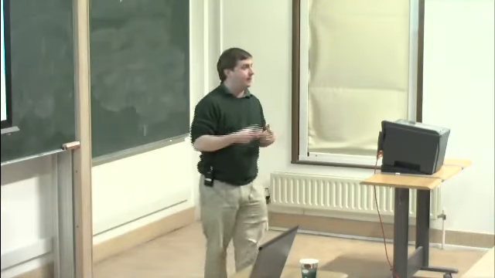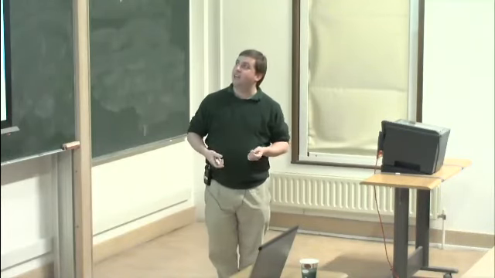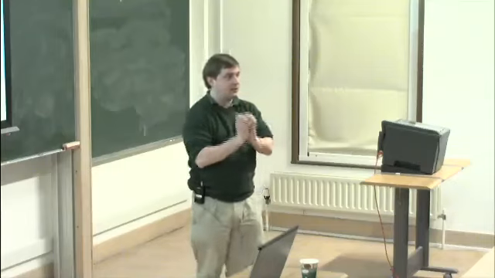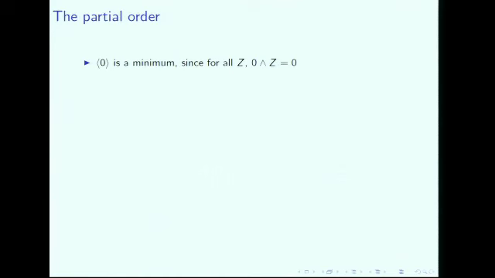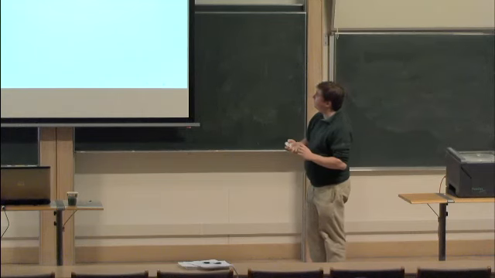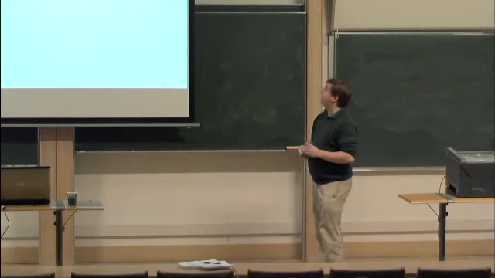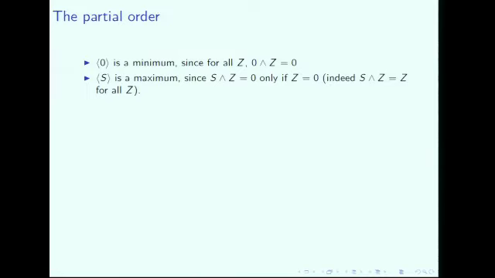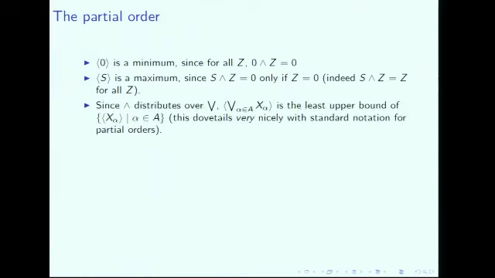What can we say a bit about that partial order first? Well, the contractible, the 0 spectrum, is a minimum in this partial order because anything smashed with 0 is 0. Anything smashed with a single point is a single point. At the other end, the sphere spectrum is a maximum because anything smashed with the sphere spectrum is itself. So in particular, the only thing that smashes with the sphere spectrum to give 0 is 0. Okay, so we've got a top and a bottom.